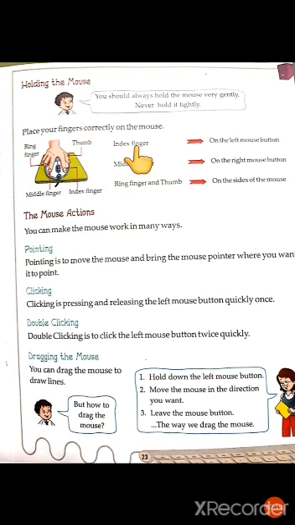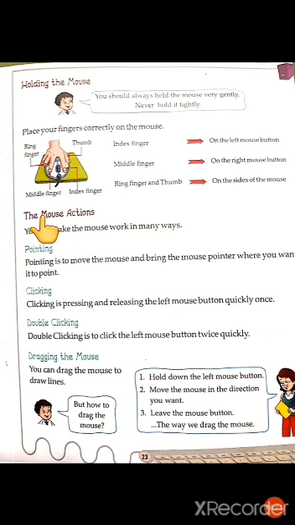I hope you understood. Now, index finger on the left mouse button. You can see here, this is the index finger and we keep it on the left mouse button. Now the middle finger on the right mouse button. Now ring finger and thumb are on the sides of the mouse. So mainly the index finger and middle finger we use for the left mouse button or right mouse button.